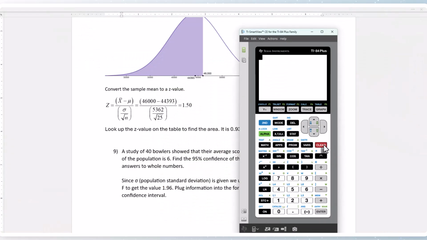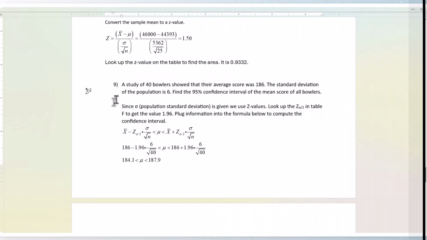And we could also just use the calculator. We type second vars, number 2. We have the lowest value already, so we just have to type 1.5 for the upper value. Select paste, enter, 0.9332. All right, so let's take a look at problem 9.